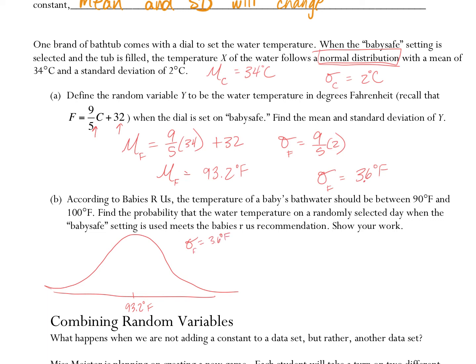Because what's going to happen if I add 32? The whole graph shifts. It doesn't get more spread out. It would shift this way for adding. No, the standard deviation does not change when what we're doing is adding or subtracting.